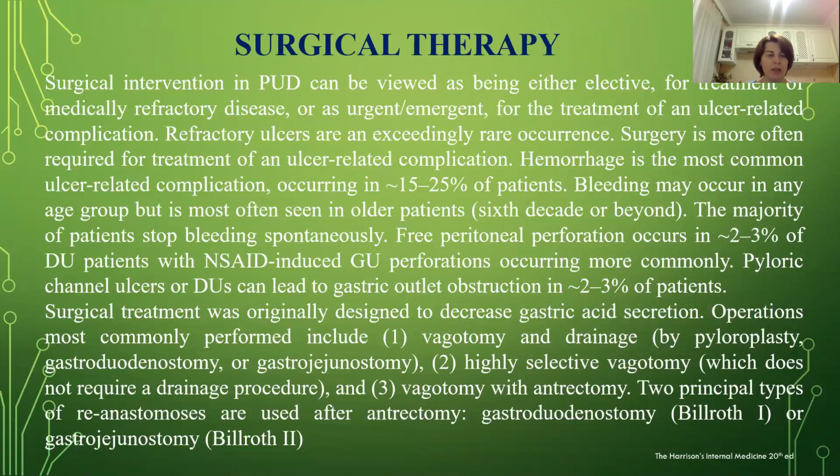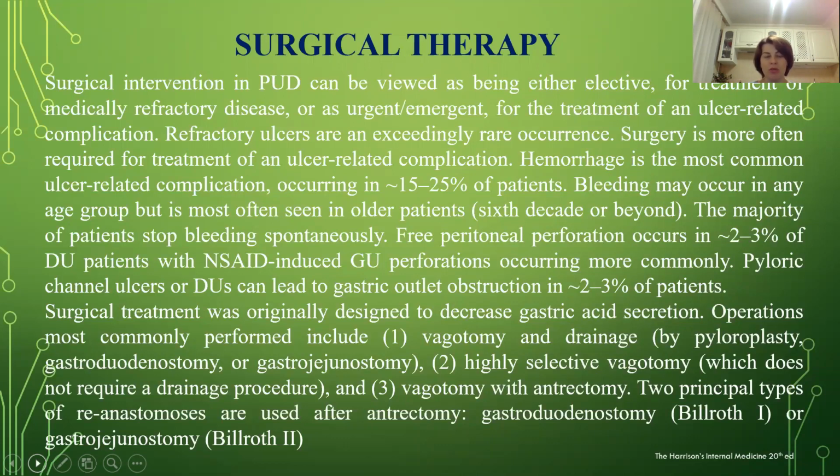The majority of patients stop bleeding spontaneously due to small vessel disruption in the presence of peptic ulcer. Free peritoneal perforation occurs very rarely, in up to 3% of duodenal ulcer patients. With NSAID-induced ulcers, gastrointestinal perforation occurs more commonly.